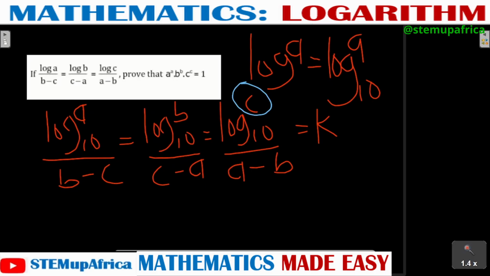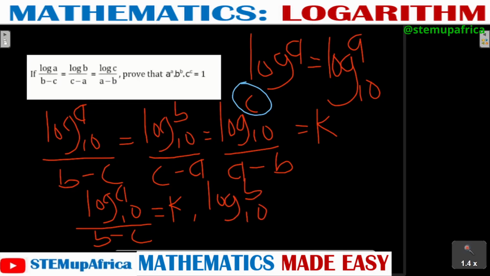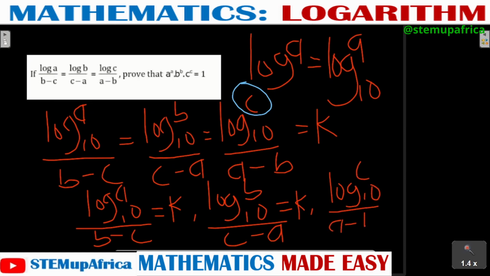So I have to express each of them. Each of these expressions is equal to k. That means I will say log a in base 10 over b minus c is equal to k. And the same is also true for the second expression: log b in base 10 over c minus a is equal to k. The same is also true for the third expression: log c in base 10 over a minus b is equal to k.